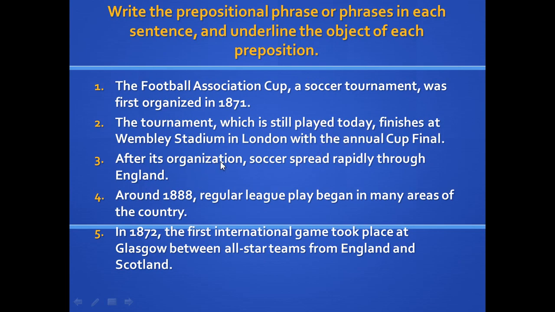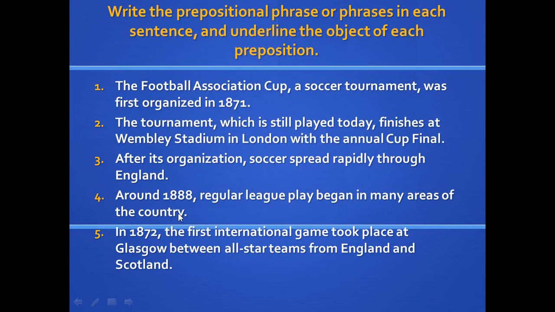Number 3, after its organization, soccer spread rapidly through England. Where is the preposition and the prepositional phrase? Very good. It will be through, and the object will be England. Number 4, around 1888, regular league play began in many areas of the country. Here we have two prepositional phrases. We have in many areas, the preposition is in, and areas is the object. We can't say many because many here is an adjective, so many will not be the object. The object here will be areas.